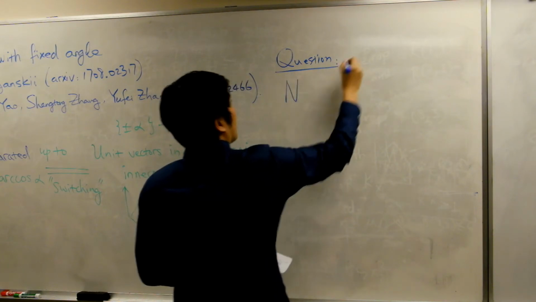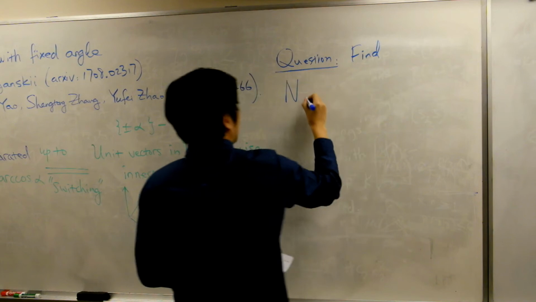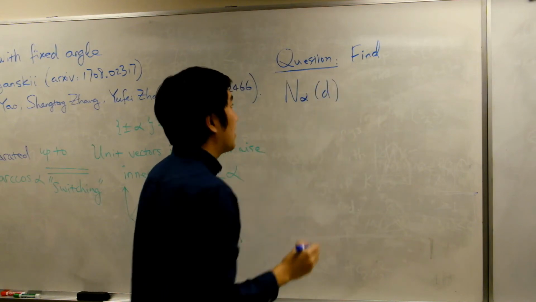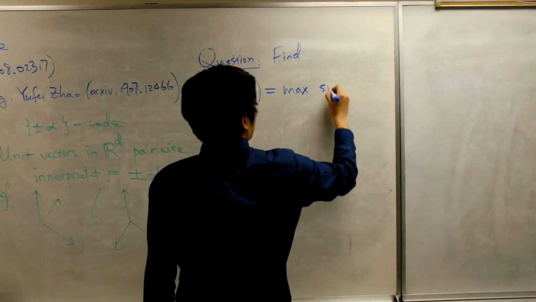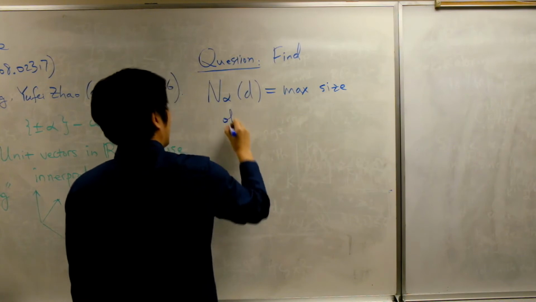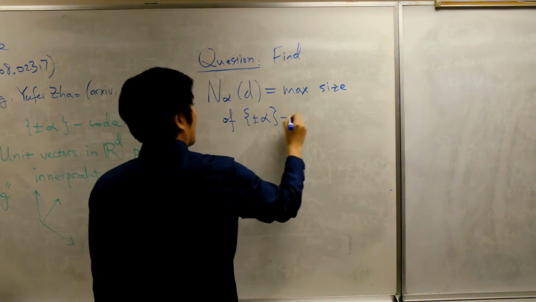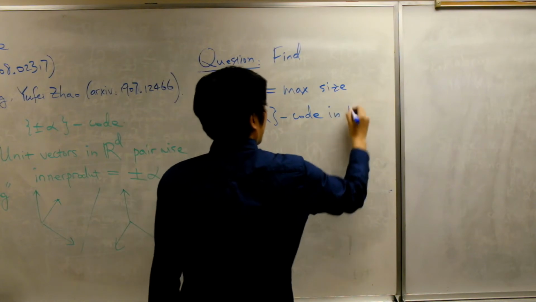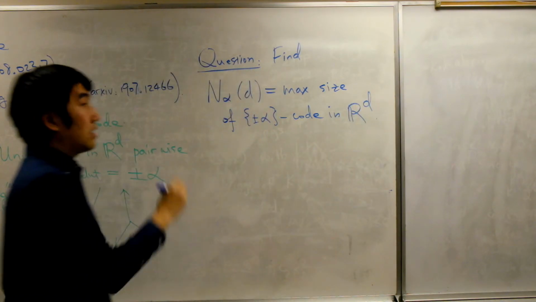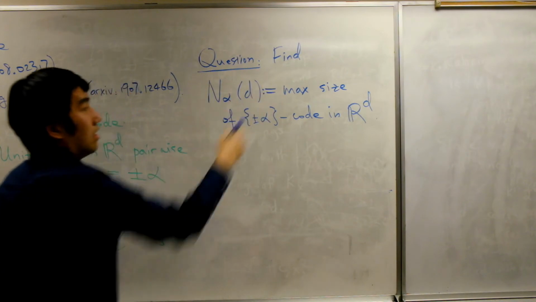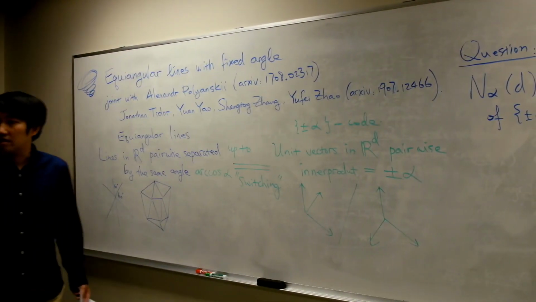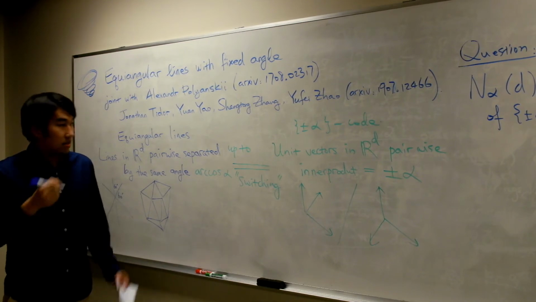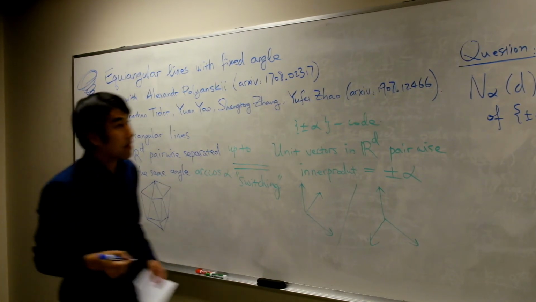Okay. So historically, the following problem has been considered. Find N sub alpha of d, which is the maximal size of a plus-minus alpha code in R^d. Okay, so this is the main function I want to study. In other words, how many lines can I place in d-dimensional space so that the pairwise angle is fixed and they are the same, i.e. arccosine of alpha?